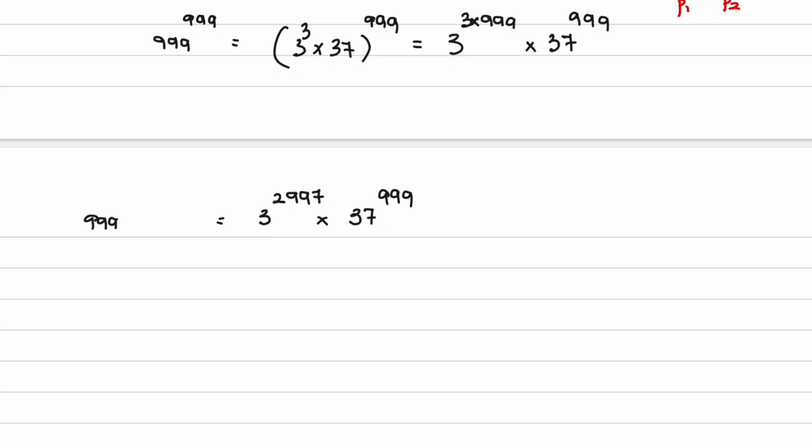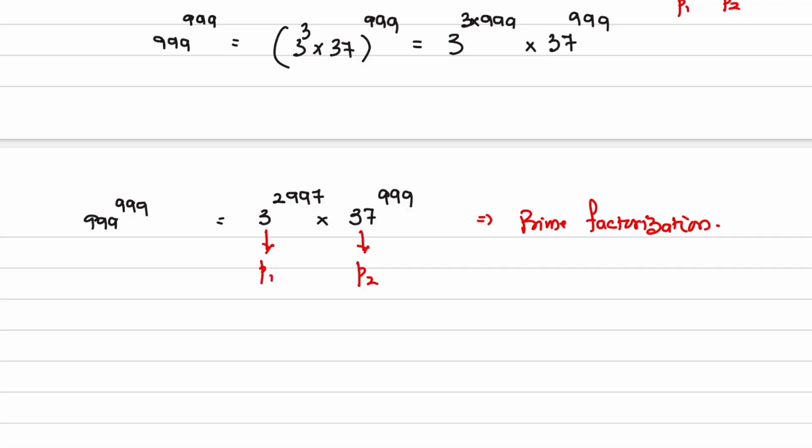When you do the prime factorization, this process is called prime factorization. When you do the prime factorization, the smallest prime factors are two: P1 is equal to 3 and the second prime factor is 37. They are 3 and 37.